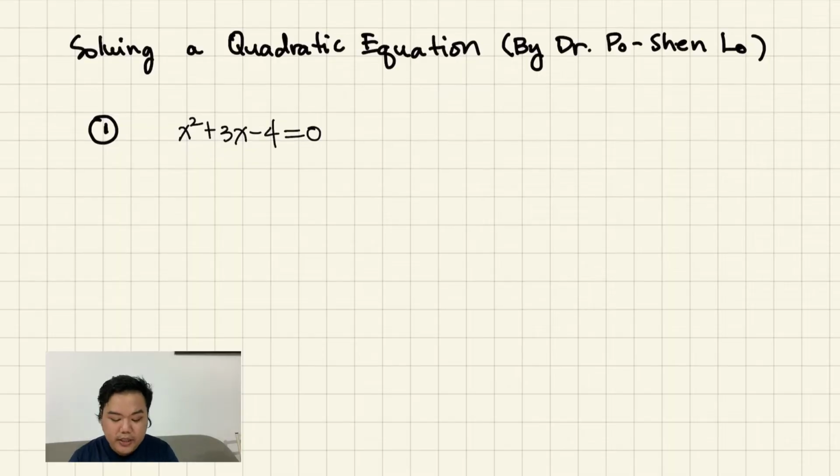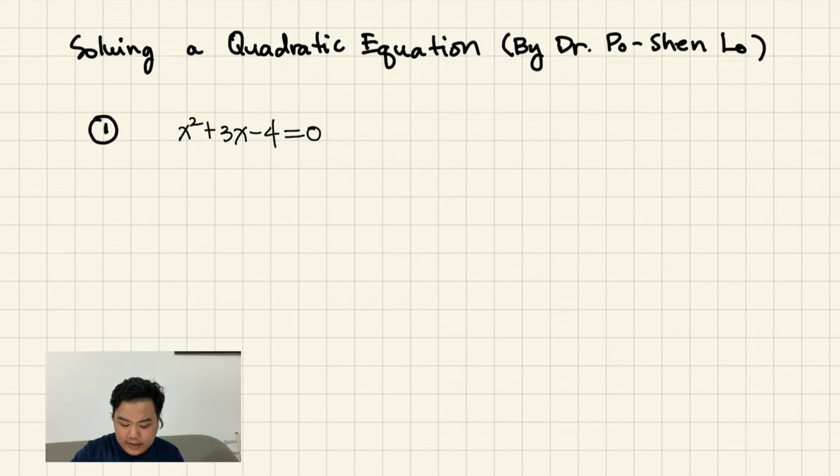Yes, if you already know how to solve quadratic equation, you can solve this quadratic equation x squared plus 3x minus 4 using factoring, completing the square, or using the quadratic formula. Okay, so ganito yung method na naisip ni Dr. Po-shen Law, or ganito niya tinignan yung quadratic equation nung naisip niya.